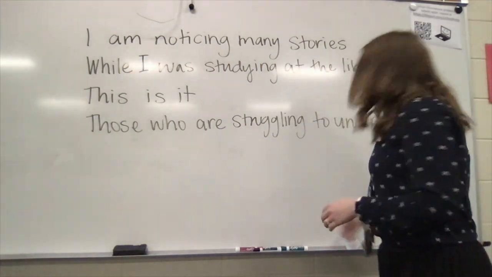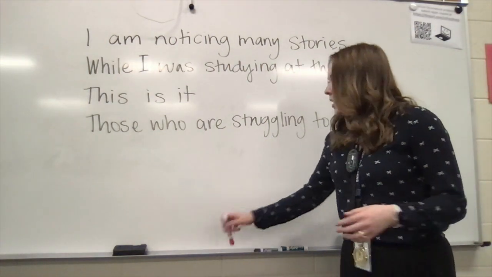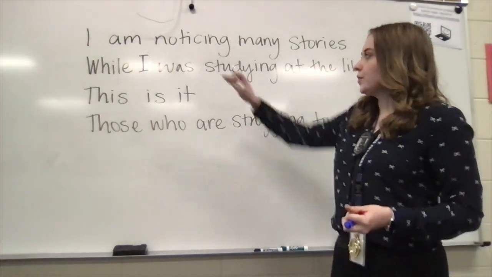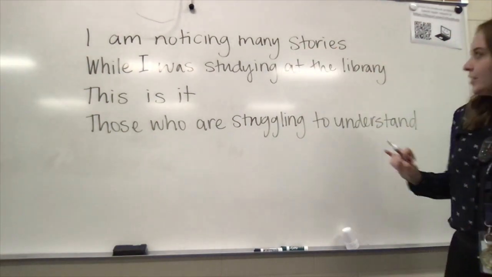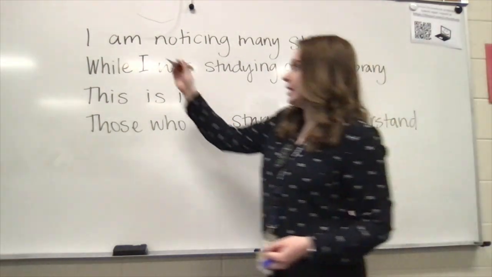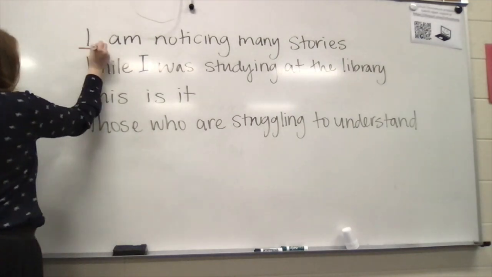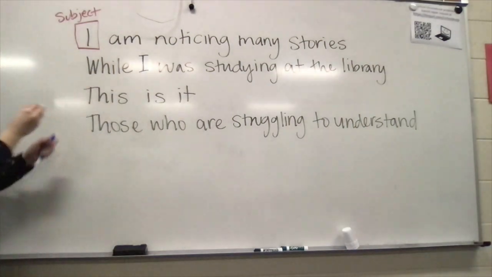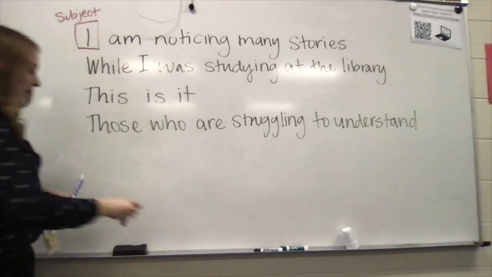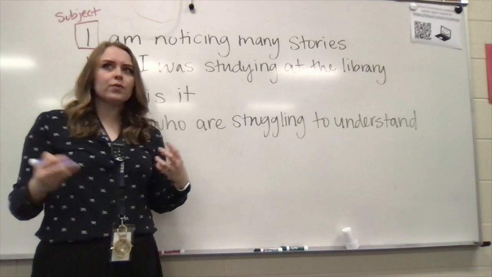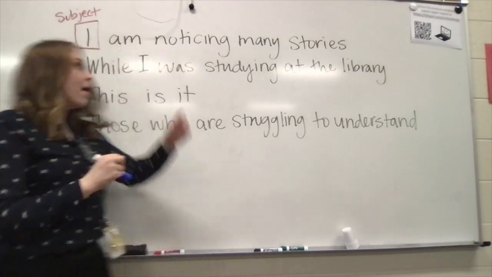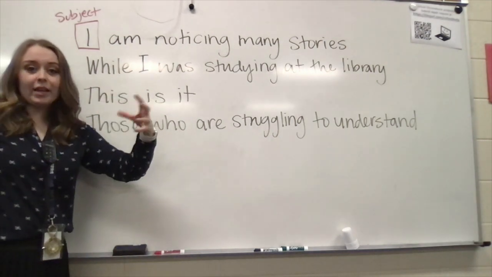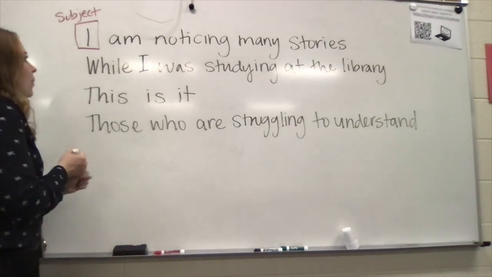So let's find the subject and predicate in every sentence. The subject will be red and the predicate will be blue. So this first one: I am noticing many stories. The subject here is I. That is the subject. And then am noticing. This is easier if you've learned a foreign language, but am, is, was are all verbs meaning like be. They're like a state of being, to be. So this is a verb.